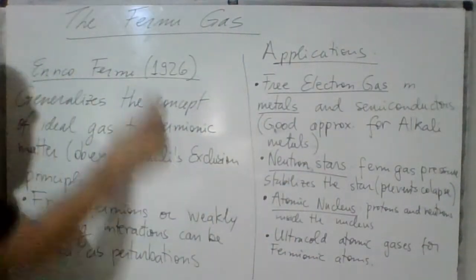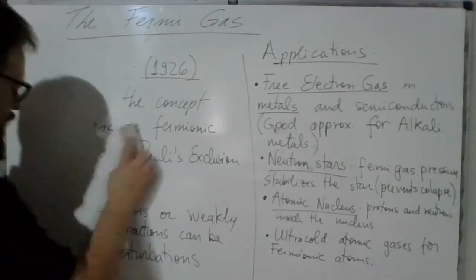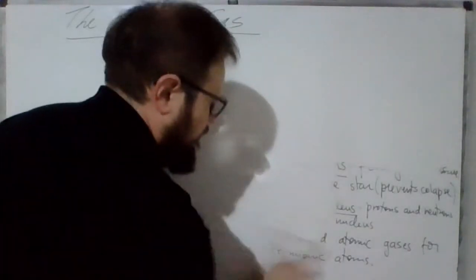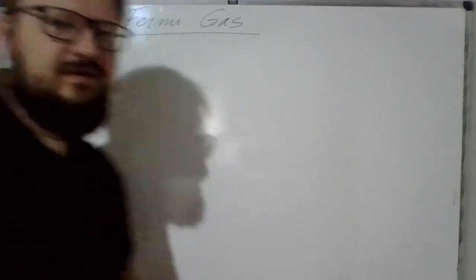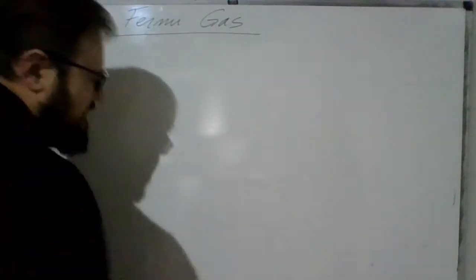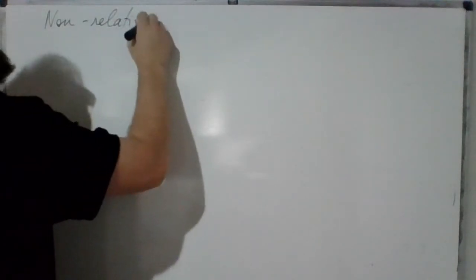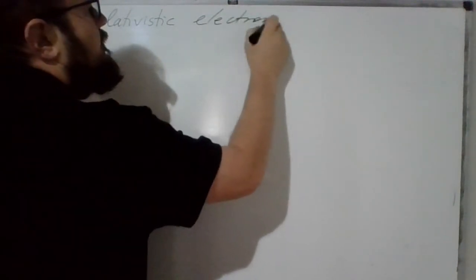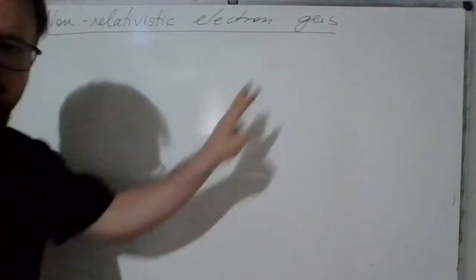Okay, so what is the model for a Fermi gas? There are two possibilities: a relativistic Fermi gas or a non-relativistic Fermi gas. Our main interest here is in the non-relativistic Fermi gas, and in this case, electron gas. Okay, so non-relativistic electron gas.